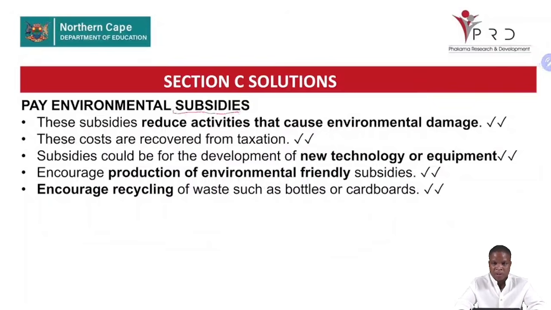These costs are recovered from taxation. So people are paying environmental taxes for polluting the environment. The same tax is used to protect the environment. By doing what? By giving subsidies to those businesses that are taking care of the environment, right? Subsidies could be for the development of new technologies or equipment. It encourages production of environmentally friendly goods. Encourage recycling of waste such as bottles and cardboard. Right, so if subsidies are given to businesses for them to produce at a cheaper price, they are also encouraging them to take care of the environment.